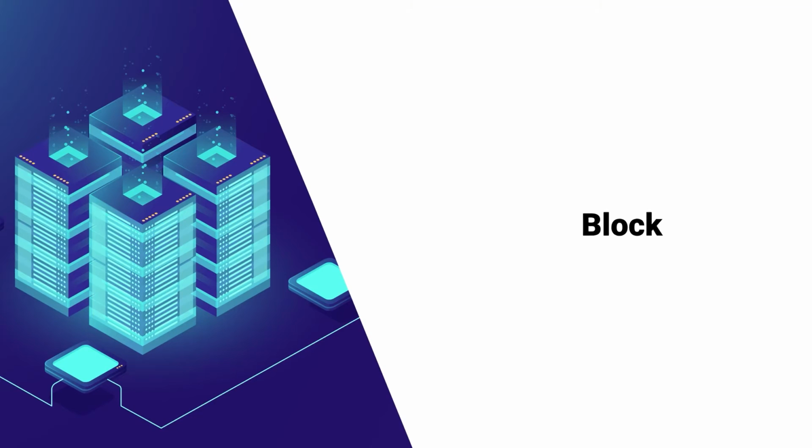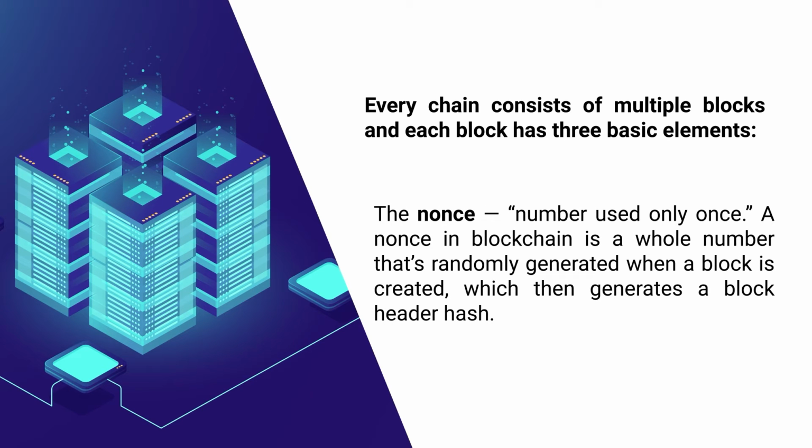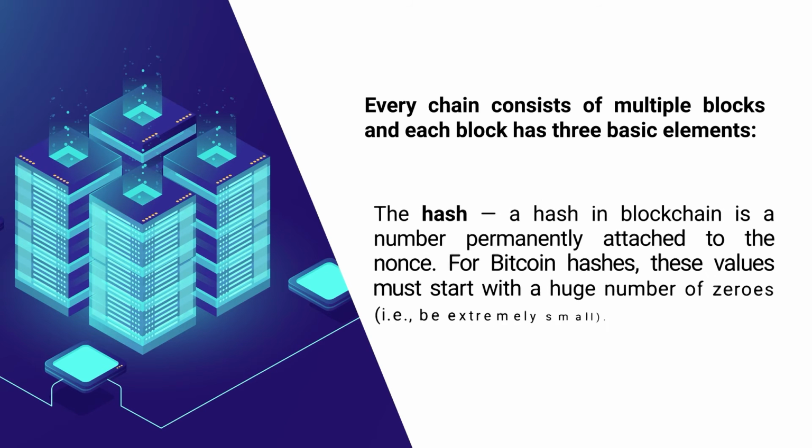So what exactly is a block? Every chain consists of multiple blocks, and each block has three elements. One is the data stored in the block, the second is the nonce, or you can call it the number used only once. A nonce in blockchain is a whole number that's randomly generated when a block is created, which then generates a block header hash. And the third component is the hash itself.